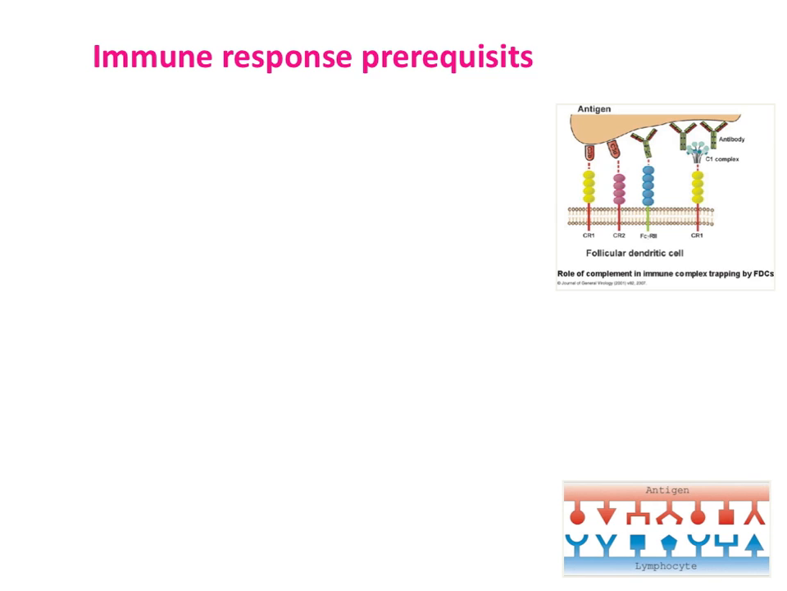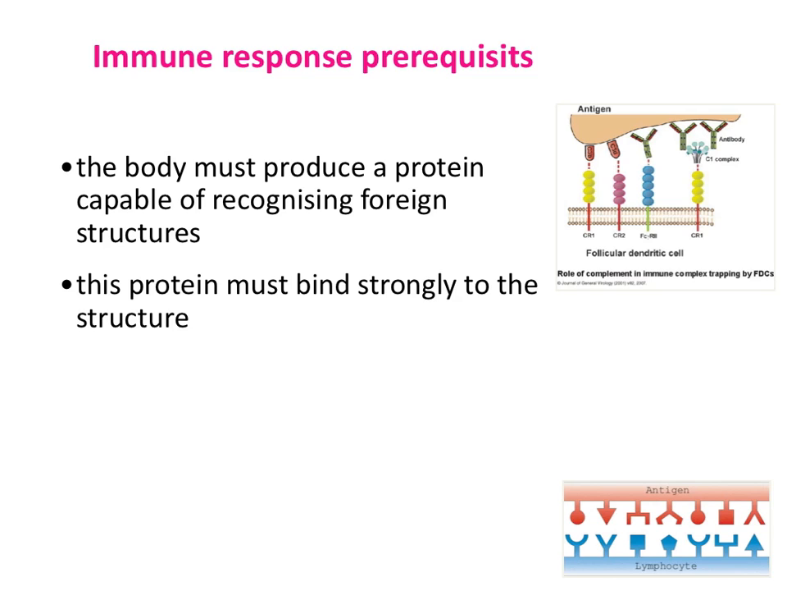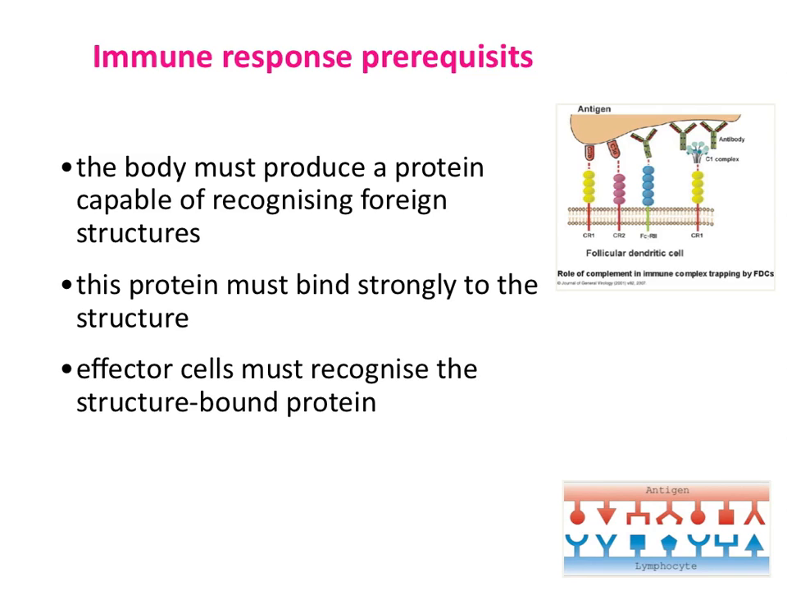So what are the prerequisites of the immune response? The body must produce a protein capable of recognizing the foreign structure, and this protein must bind strongly to the structure. It's not good enough to produce something that does not bind properly. There must be effector cells that recognize this structure-bound protein, not the loose one, but once it's bound to the structure it should bind to. And recognition should lead to activation. So there are a number of steps here which can actually go right or go wrong.